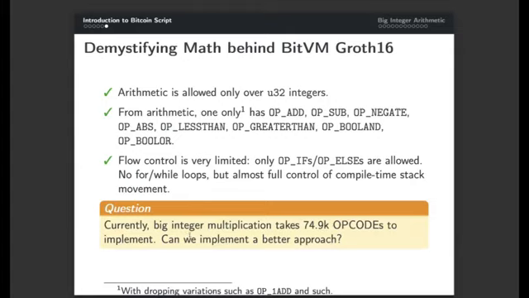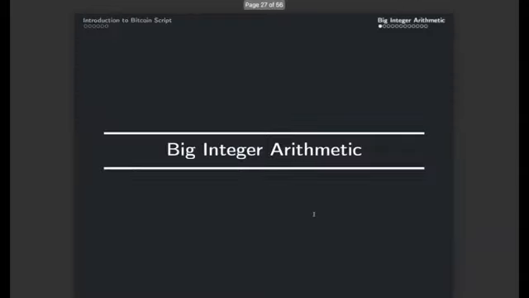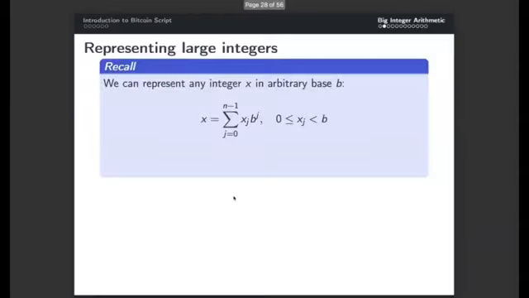So currently, the big integer multiplication takes roughly 75,000 opcodes to implement. And so the goal of our research is, can we implement a better approach? And as it turned out, besides basically optimizing the multiplication algorithm, our approach also allowed us to optimize some other protocols as a result. So now let's go into some high-level details of the approach.